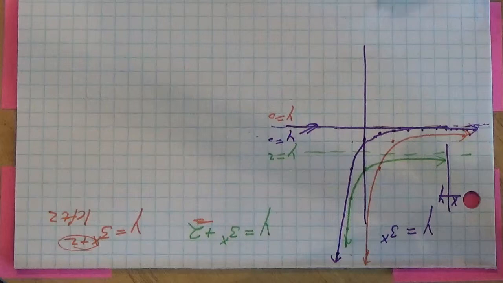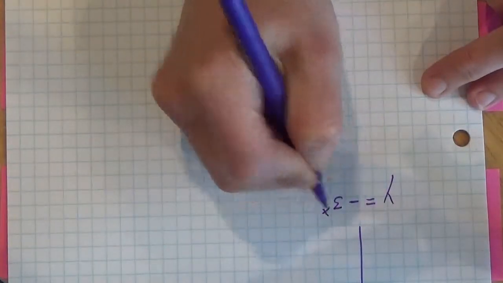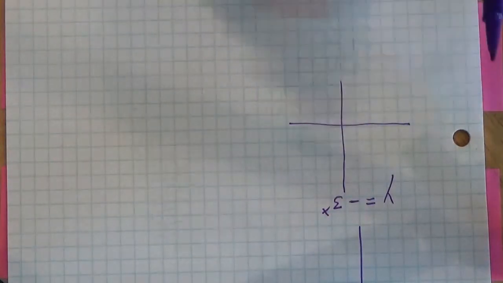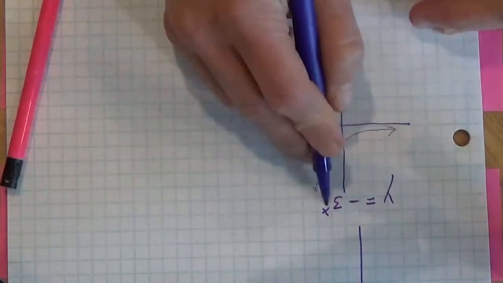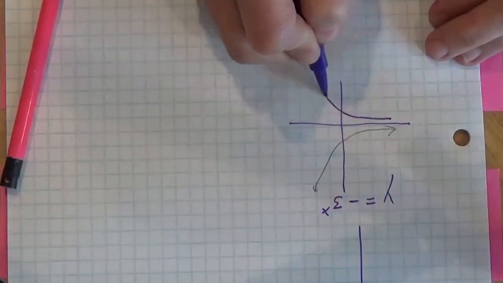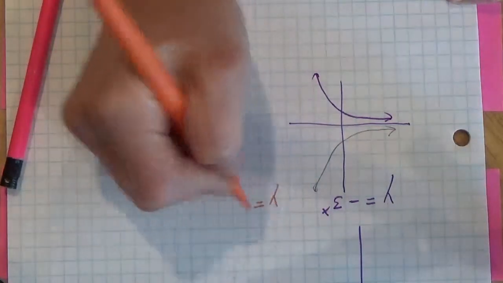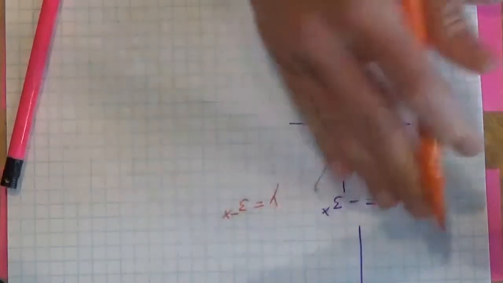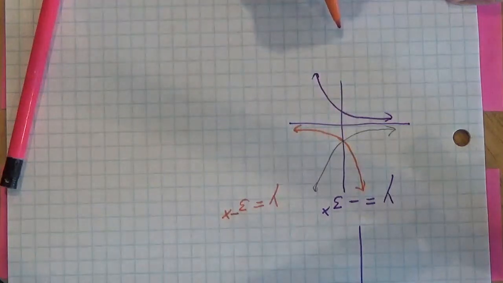Oh, a couple other notes. If you saw y equals negative 3 to the x, remember your normal one looked like this, and so y equals negative 3 to the x just does your normal flip this way. So that'll be that way. And if you see y equals 3 to the negative x, that's your flip that way. So that's what that would look like.